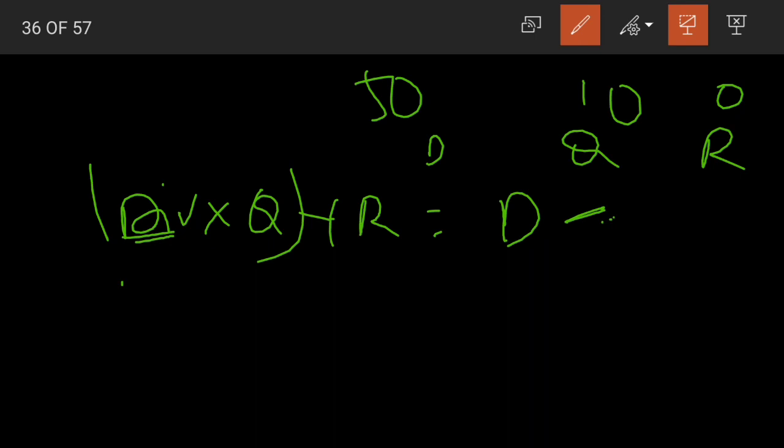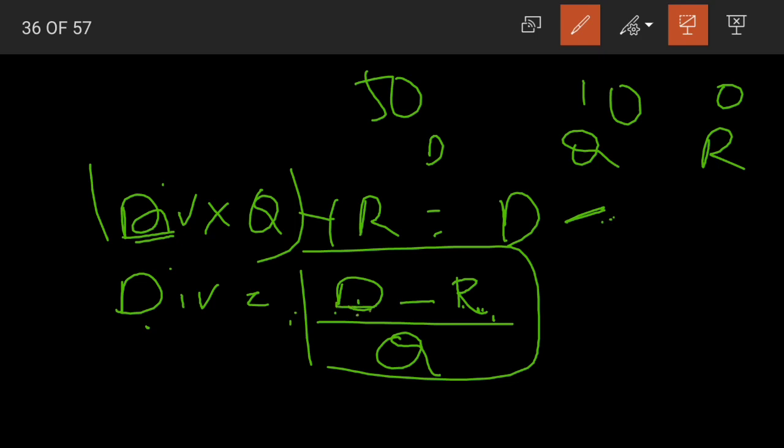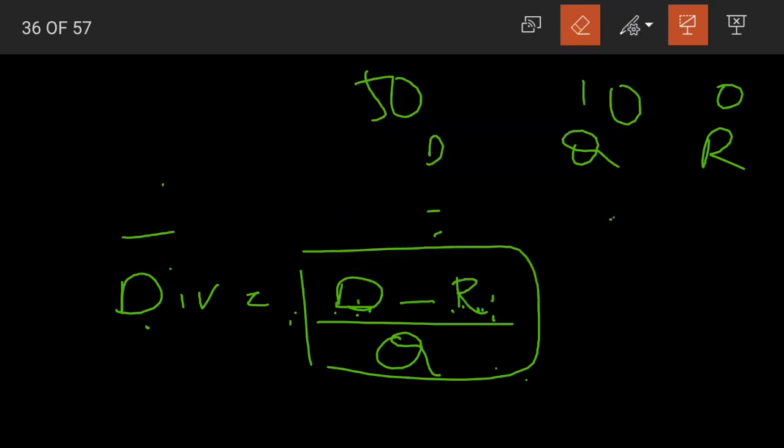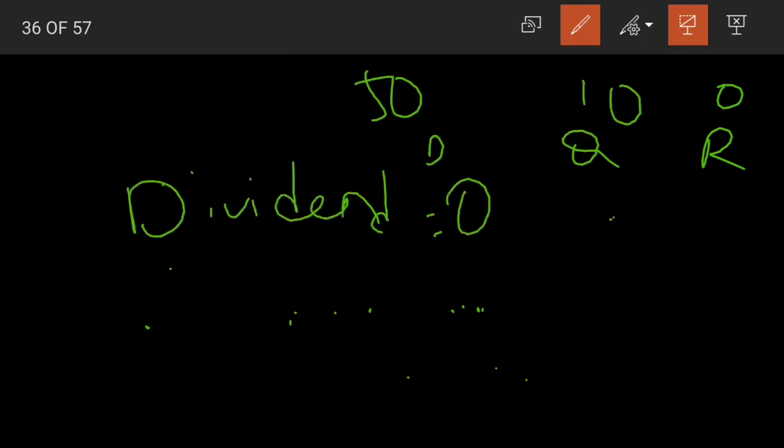What should we find out? We should find out the divisor. Then divisor would be equal to dividend minus remainder, whole divided by our quotient. To find out the divisor, we should follow this. First, subtract remainder from the dividend. Dividend minus remainder divided by quotient. Let me write it here.